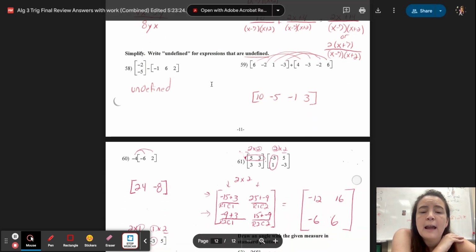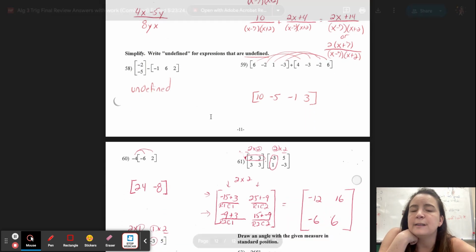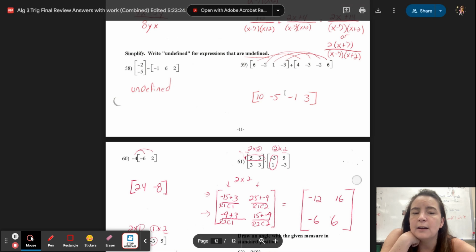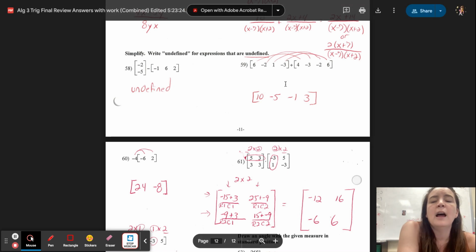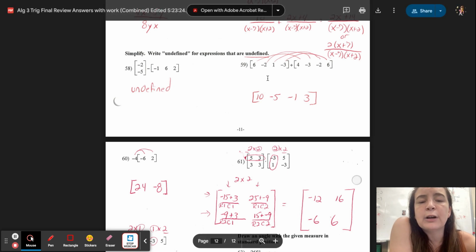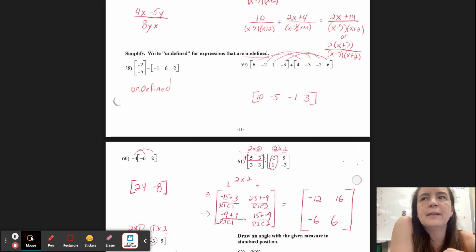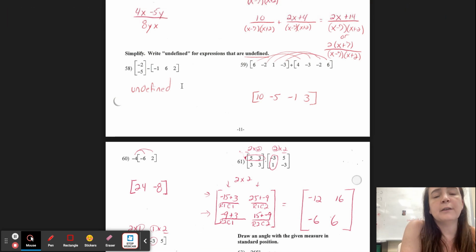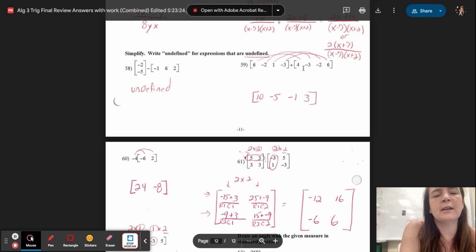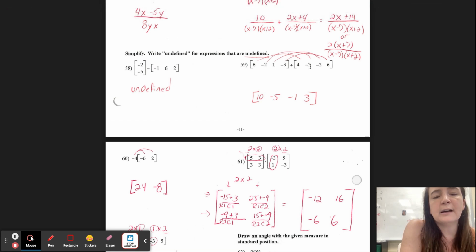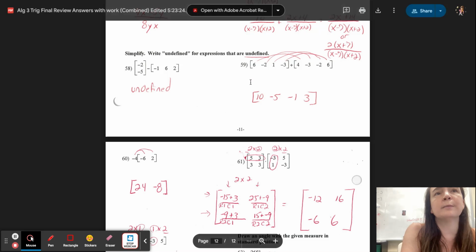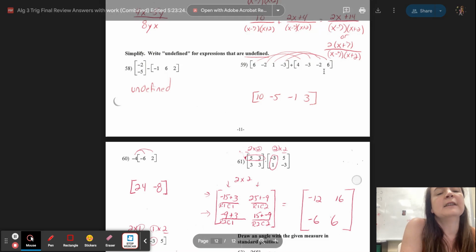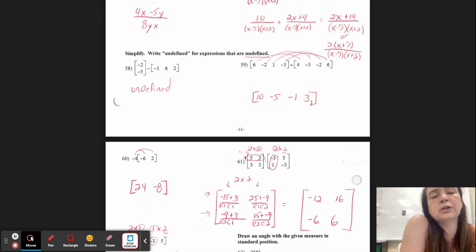For number 58, well, for this whole section here, we have matrices. For number 58 and 59, we have to add and subtract. With matrices, when we're adding and subtracting, they must match. They must have the same dimensions. Number 58 does not have the same dimensions, so it's undefined. For 59, they do have the same dimensions, so all we do is we add the numbers that are in the same spot. If it had been subtraction, you are subtracting the numbers that are in the same spot. Just be careful for double negatives because those could show up too.